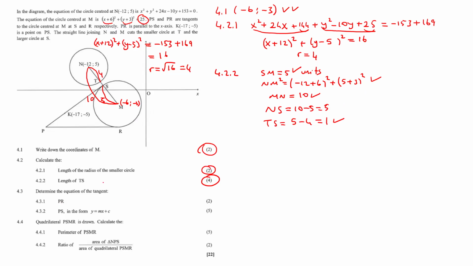4.3.1: determine the equation of the tangent. You'll always see this question in analytical geometry of the circle, the equation of a tangent. You need the gradient of the tangent, MP, and a point with coordinates. Okay, let's check for those. Tangent PR: do we have a point on PR?